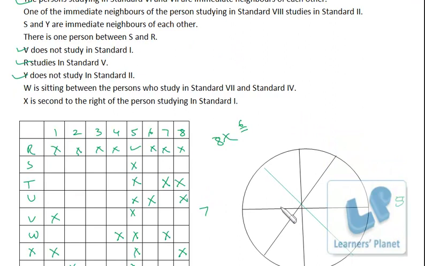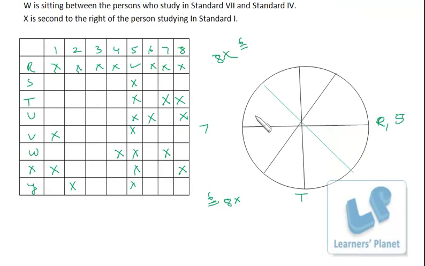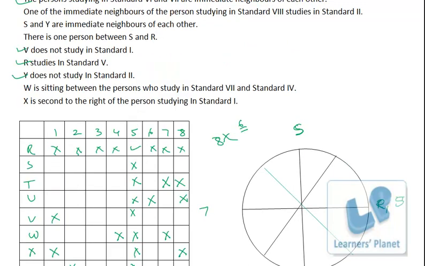Now next, R studies in standard 5. So R is over here. Next, there is one person between S and R. So either S is here or here, but T is already there, so S must be here, right? So there is just one person between S and R. So that's also done.